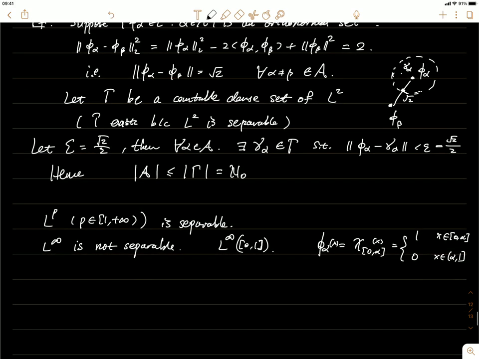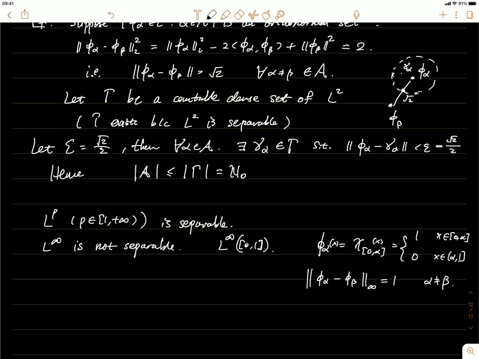Okay, and as you can see, every phi alpha is in L infinity. And if you choose a different alpha, then the phi alpha minus phi beta, the L infinity norm of this will be equal to 1 if alpha is different from beta.